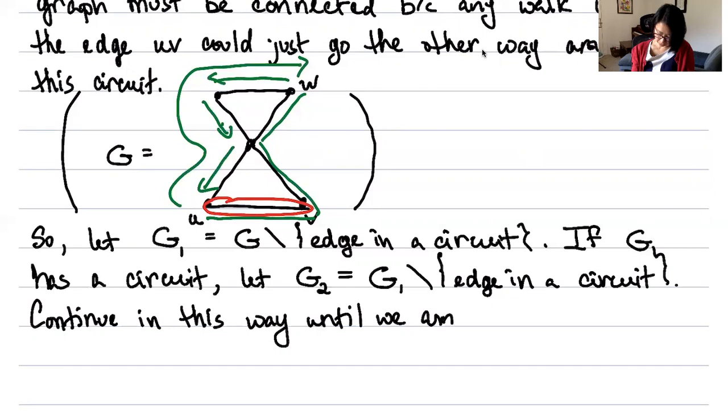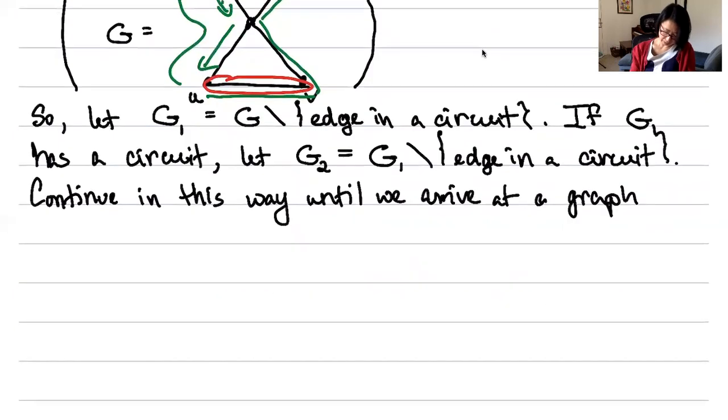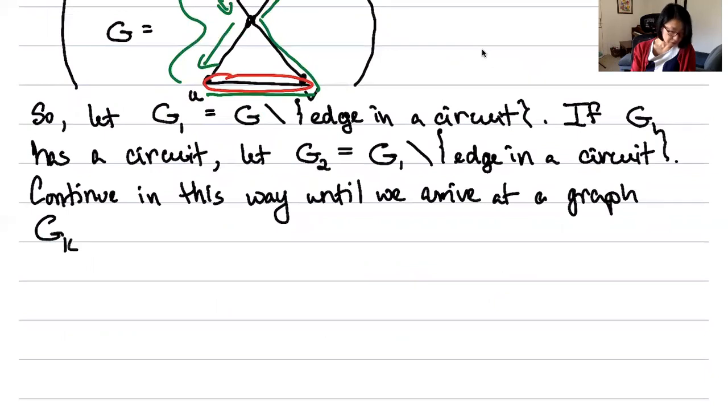we arrive at a graph that I'll call GK that has no circuits. I mean, I can't do this forever, right? My graph that I started out with was finite. So I can only remove so many edges before I don't have any edges left at all. Okay.